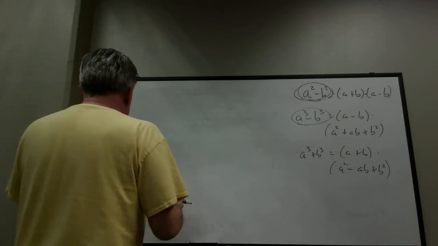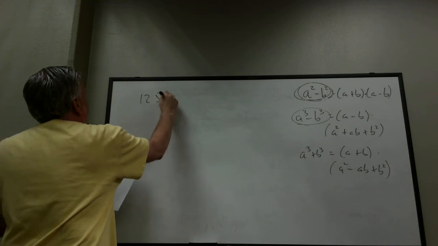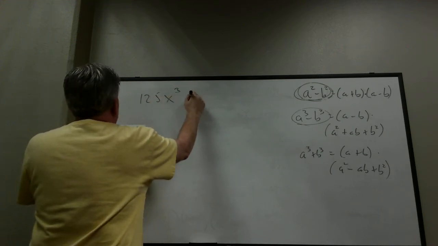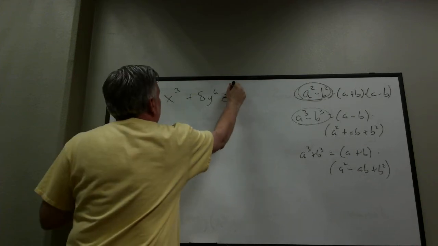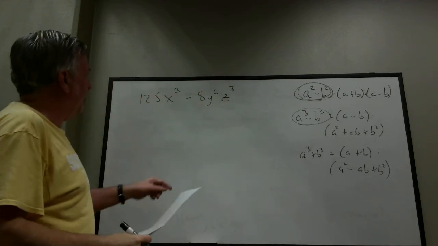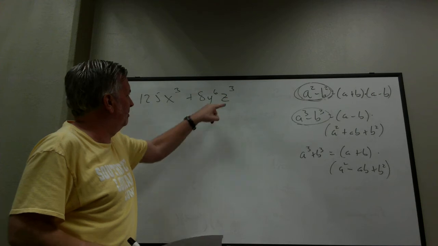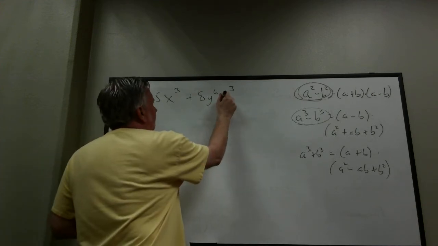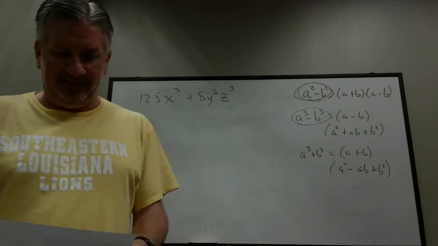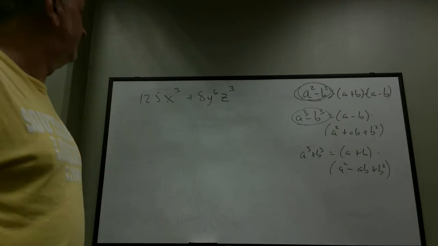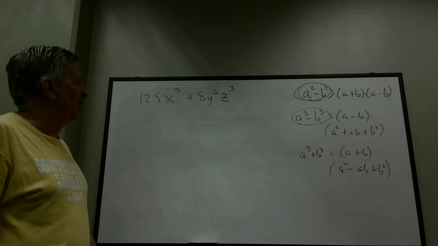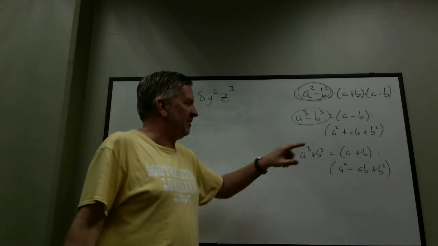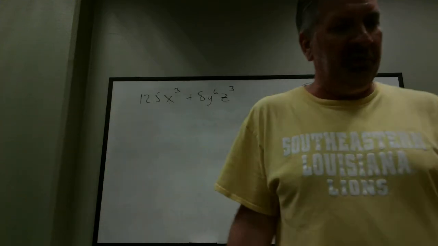Okay, so D says 125x cubed plus 8y to the 6th z cubed. Wow. My z's always have a little hash mark through them so they don't look like my 2's, so if you ever see that, that's a z. Well, you know what it's going to be. It's a sum. The only one with the sum is the sum of cubes formula.